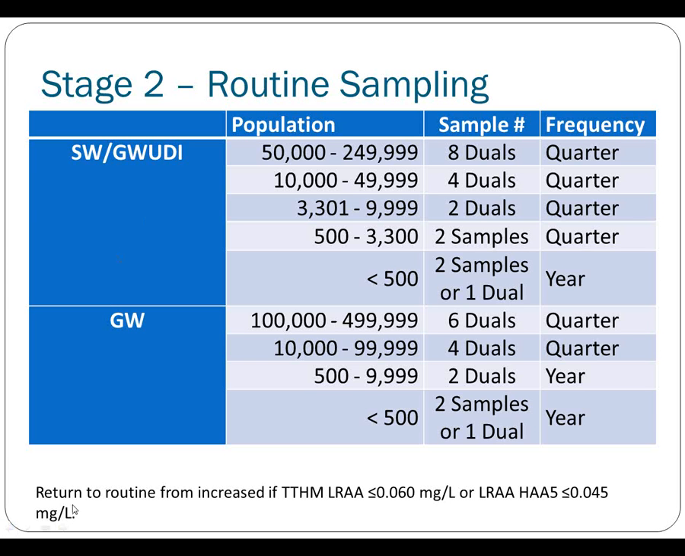Down at the bottom has a note that your water system can return to routine sampling from increased if the TTHM locational running annual average does not exceed 60 and the locational running annual average of the HA5 results does not exceed 45.